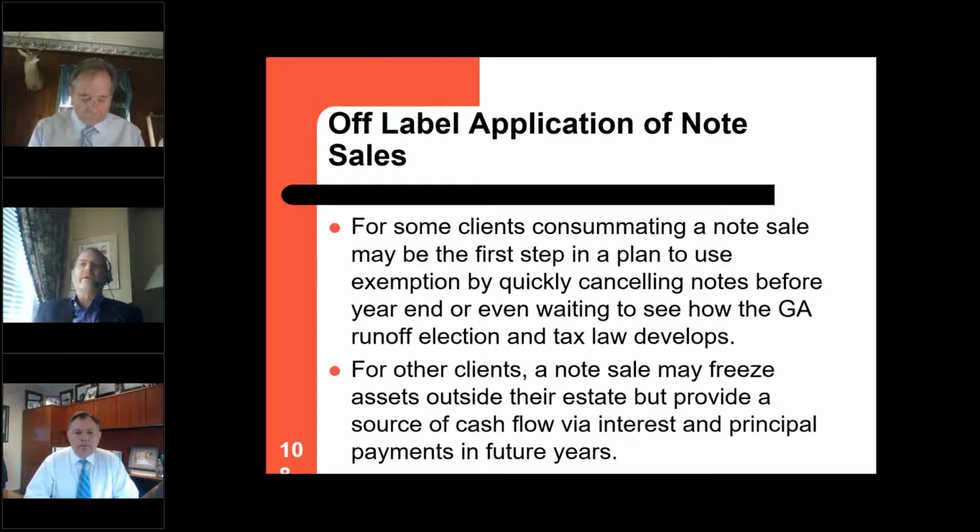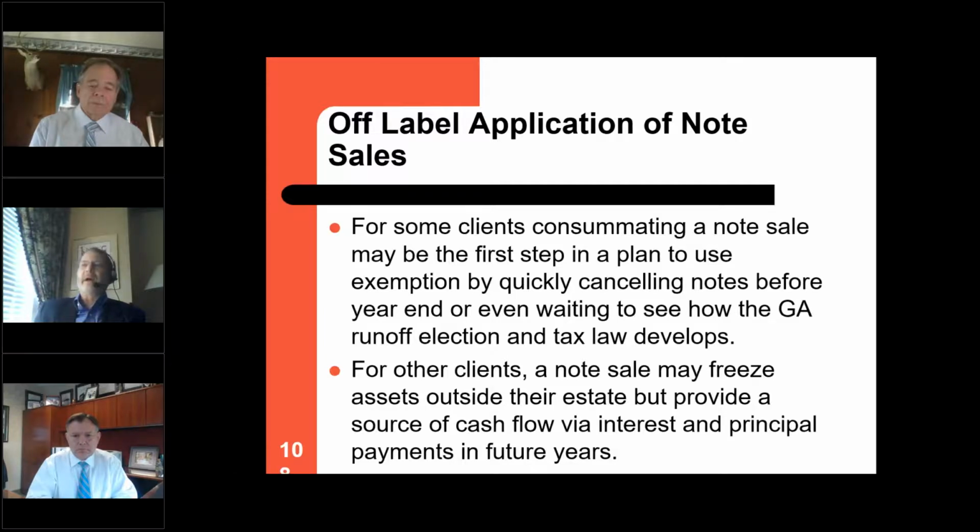One of the things, just for consideration and thought, is what I call on slide 108 an off-label application. The client might be able to make a gift, but they're going to do a note sale because they want to lock in the current value, lock in discounts, and lock in the low interest rate, but they're not willing to let go. So, one approach is that you sell it to lock those benefits in, but the client can at least get the note payments back so they haven't given up everything.